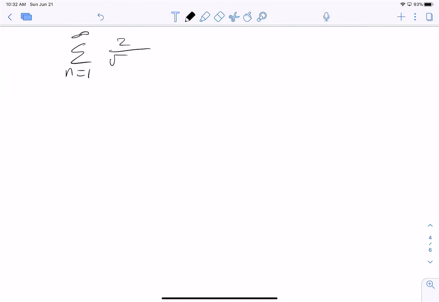One more. I again want you to give this one a shot. We have the sum as n goes from 1 to infinity of 2 over the square root of n plus 2. Pause the video, come back when you're done.